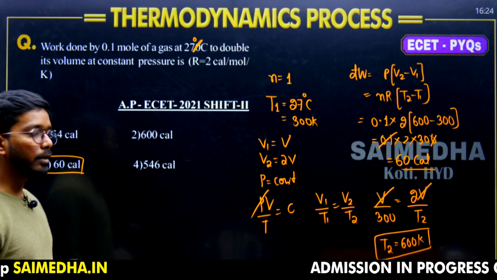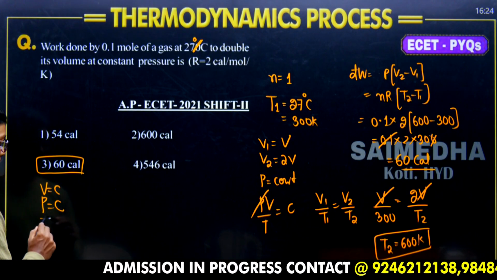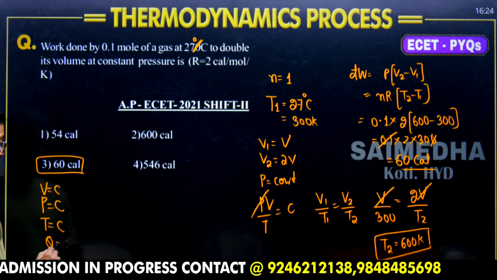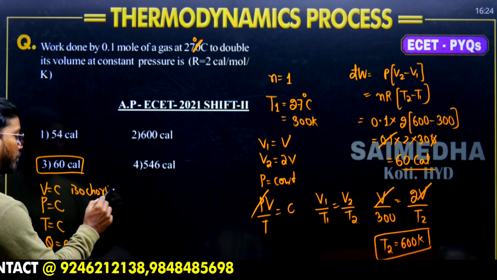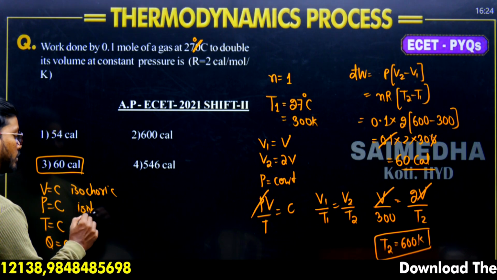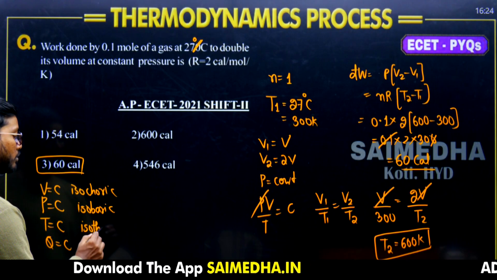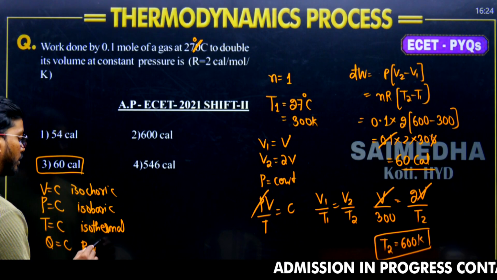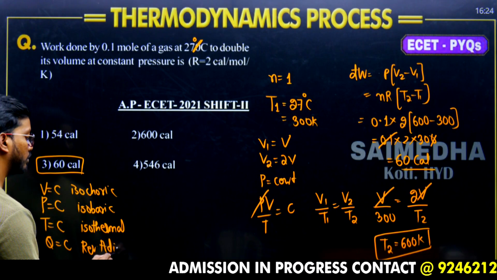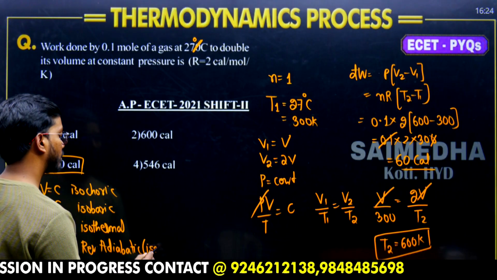Let me give you all the work done formulas in one place. Volume is constant, pressure is constant, temperature is constant, heat is constant. This is isochoric, this one is isobaric, this one is isothermal, and this one is adiabatic, reversible adiabatic, also called the isentropic process.